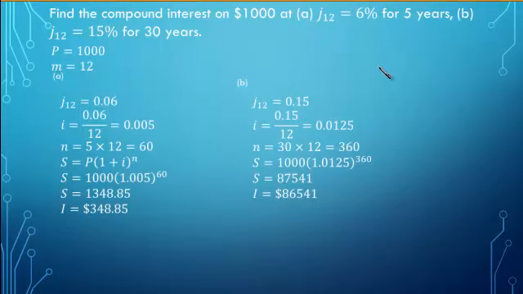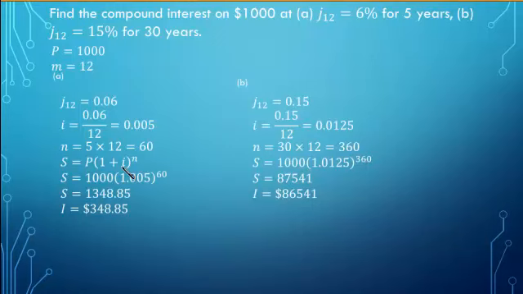$348.85. In part B, the nominal interest rate is 0.15. Again, there are 12 periods, so the interest rate is going to be 0.0125. 30 years in this case. So 30 times 12 gives us 360 interest periods.